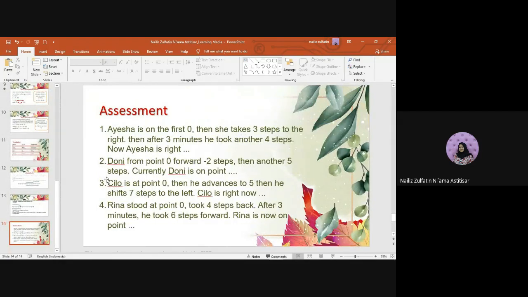The last one is an assessment for you. How to do the assessment is the same as for the examples. And then I will send this PowerPoint to Google Classroom. And I will open a discussion forum so anyone can ask me about what you don't understand about my explanation.